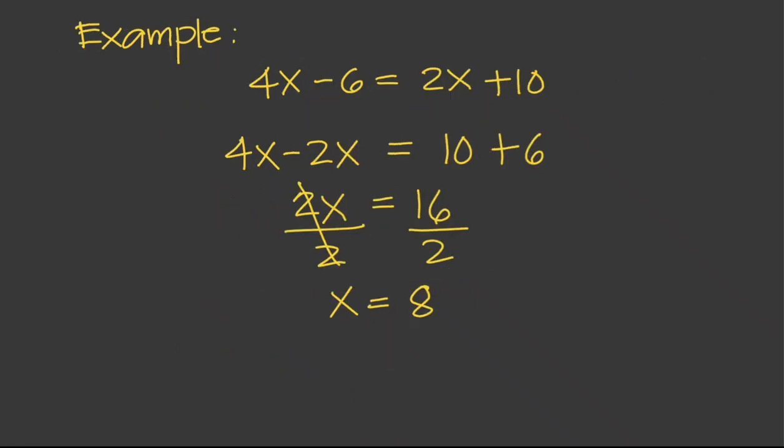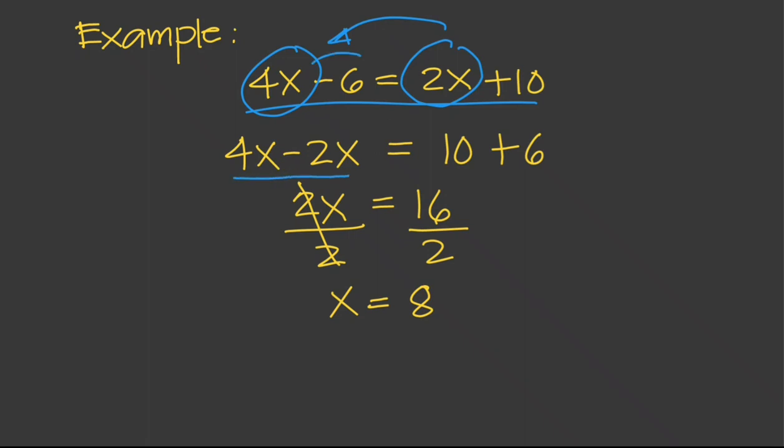Then another example. 4x minus 6 equals 2x plus 10. In this case, we just have to group like terms. So 4x and 2x are alike, so we can group them. We can just leave 4x as it is and then move 2x to the left. Since 2x here is positive, by moving it to the other side, the sign would change to negative. So we have 4x minus 2x.